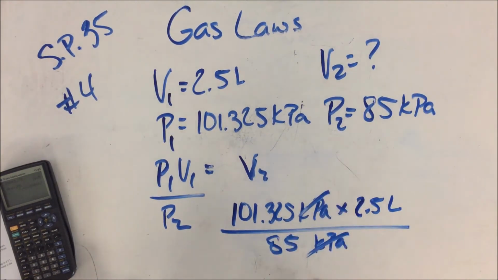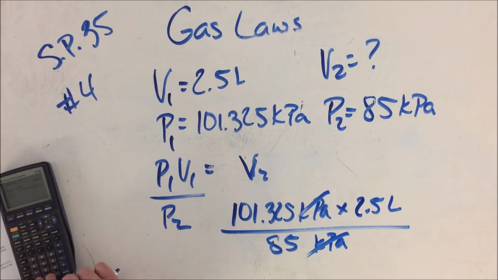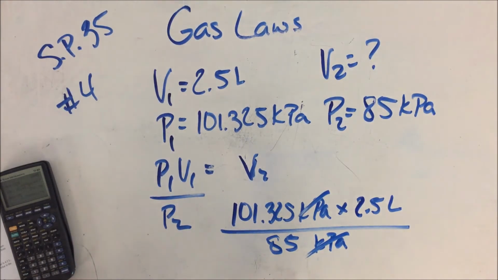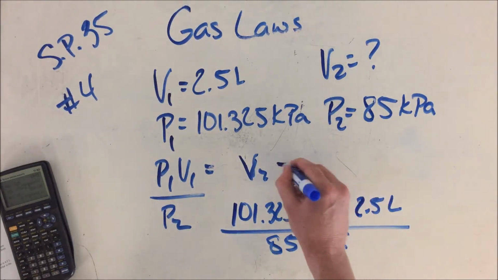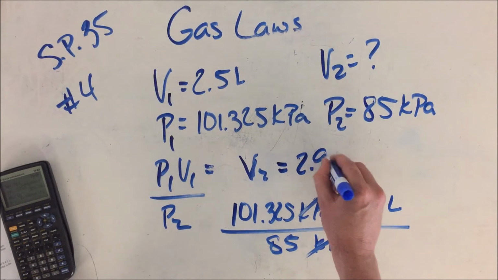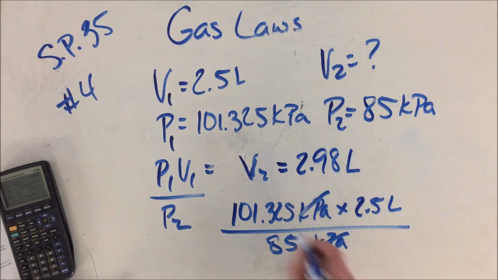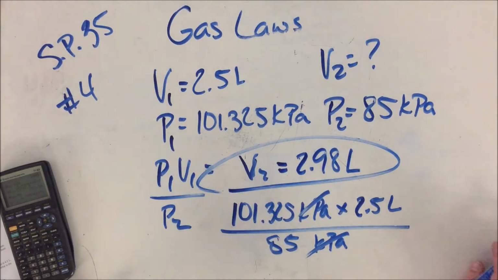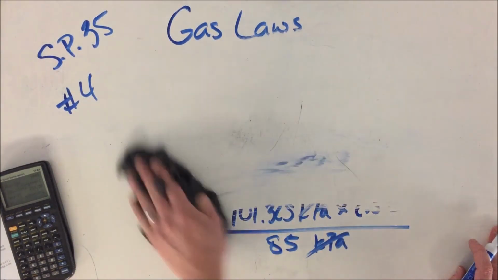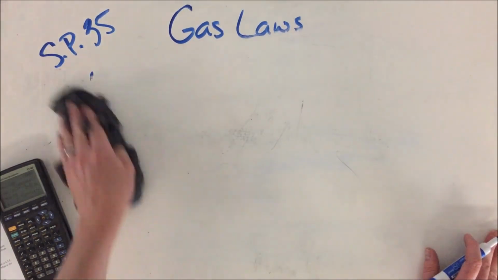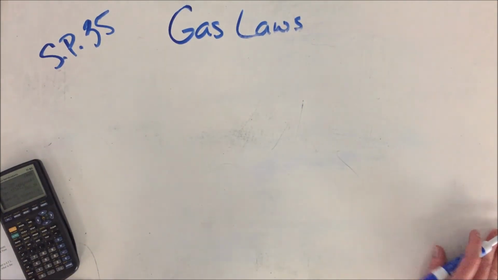Notice that kilopascals both cancel out. 101.325 times 2.5 divided by 85, and I get V2 equaling 2.98 liters. That's the only unit I'm left with. All right, so that's that one. Let's go further down. Let's do something like number 8.